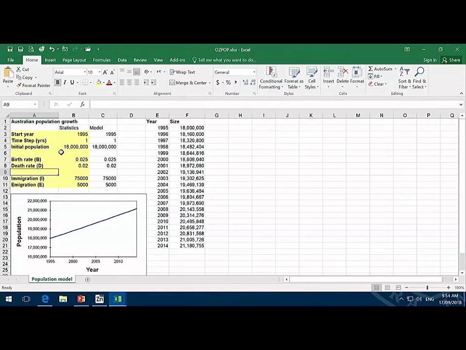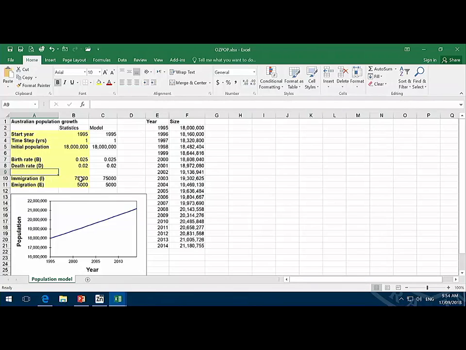All right, so we'll say we had 18 million in Australia in 1995. We'll take a birth rate of 0.25, a death rate of 0.2, immigration rate of 75,000, and emigration, people leaving, of 5,000. We can see this kind of, it is exponential, okay? We are actually growing slightly faster, but it's not very accurate, I guess.